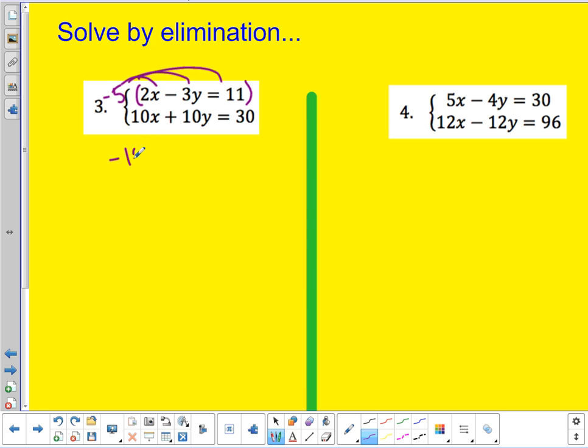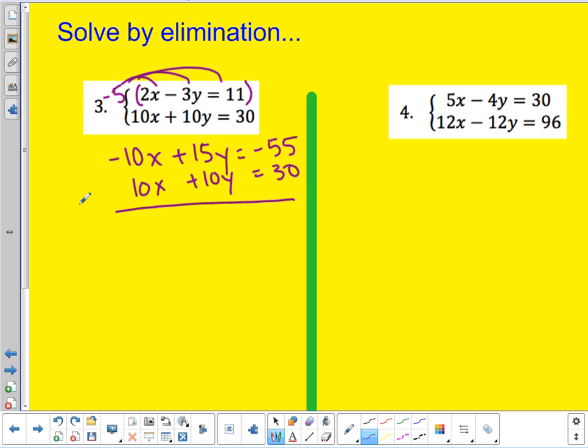So I have negative 10x plus 15y, because negative times negative is positive, and then equals negative 55. Bottom equation stays the same, and then I add them up. My x terms drop out. 15 and 10 gives me 25y, and then negative 55 and 30 is negative 25. When I divide by 25, I get y is equal to negative 1.